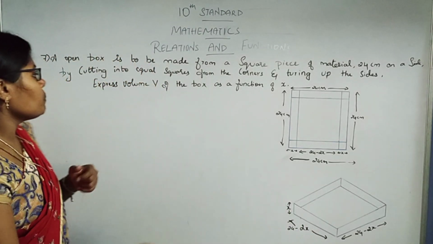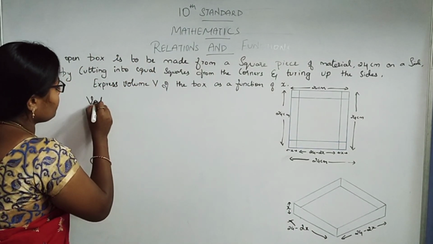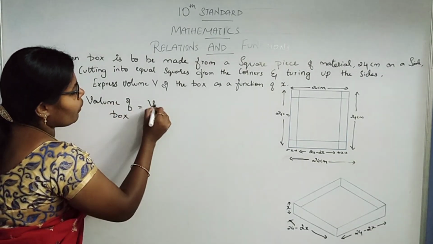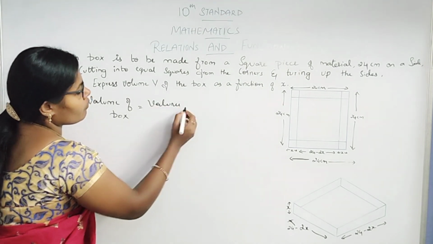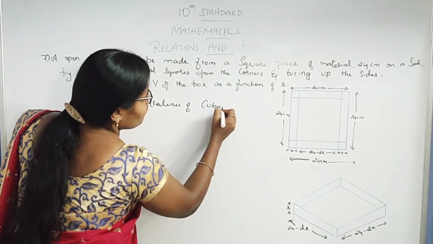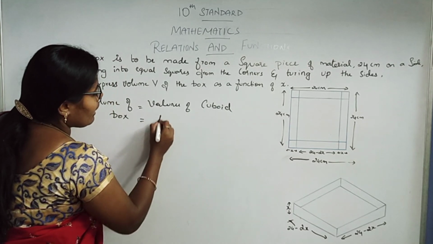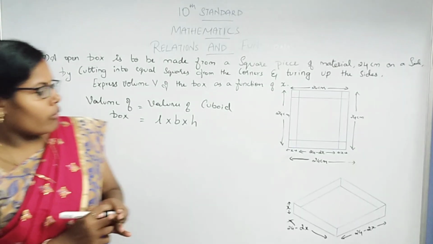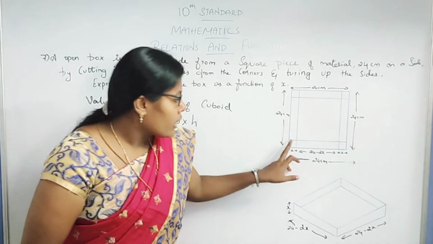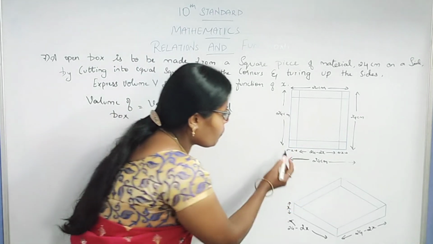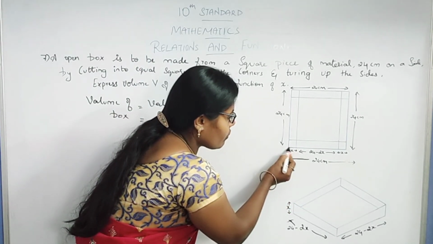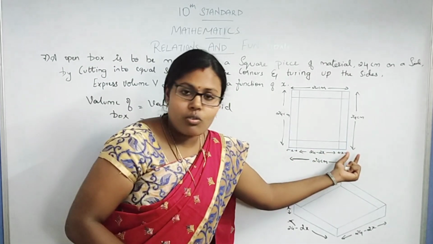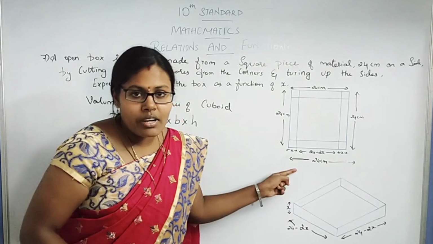So what we'll do? Volume of box is equal to volume of cuboid. So volume of cuboid is length into breadth into height. Okay. So now just see this image here. The distance from this point to this point, what they have cut, that square, that distance they have given as x, and this is also x. What they said, the total is 24 centimeter.